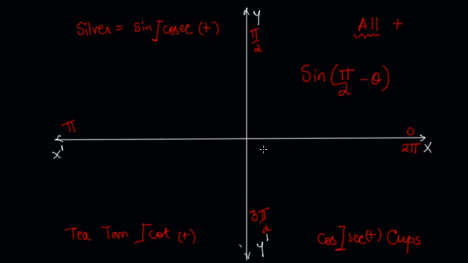So I'm talking about a full circle which goes in the complete anti-clockwise direction. It starts from 0 and goes till 360 degrees, which is 2 pi.